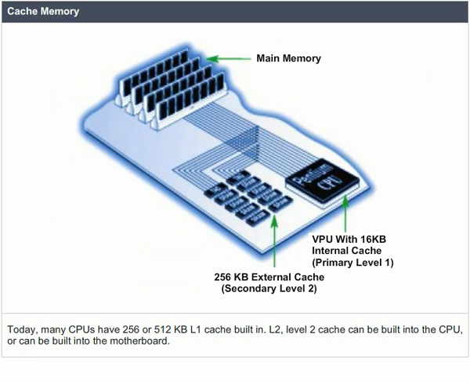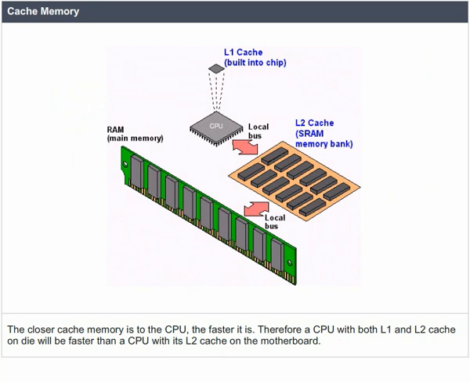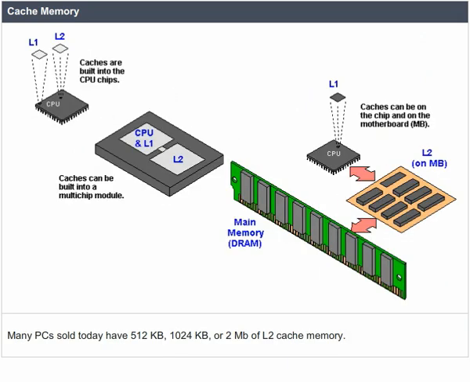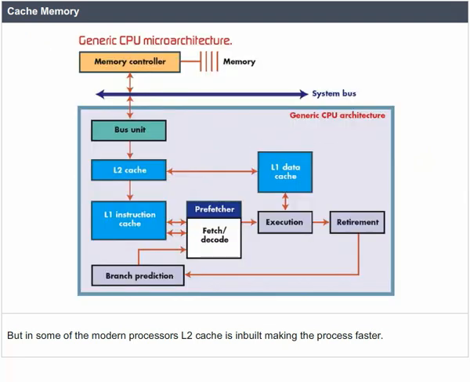L2, level 2 cache, can be built into the CPU or it can be built into the motherboard. The closer cache memory is to the CPU, the faster it is. Therefore, a CPU with both L1 and L2 cache on die will be faster than a CPU with its L2 cache on the motherboard. Many PCs sold today have 512 KB, 1024 KB or 2 MB of L2 cache memory. But in some of the modern processors, L2 cache is built in, making the process faster.